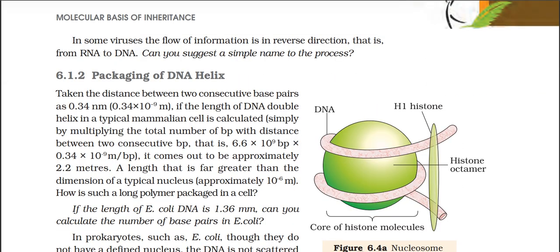6.1.2 Packaging of DNA helix. Taking the distance between 2 consecutive base pairs as 0.34 nanometer, 0.34 times 10 to the power minus 9 m, if the length of DNA double helix in a typical mammalian cell is calculated, simply by multiplying the total number of BP with the distance between 2 consecutive BP, that is, 6.6 times 10^9 BP times 0.34 times 10^-9 m/bp, it comes out to be approximately 2.2 meters. A length that is far greater than the dimension of a typical nucleus, approximately 10^-6 m. How is such a long polymer packaged in a cell?